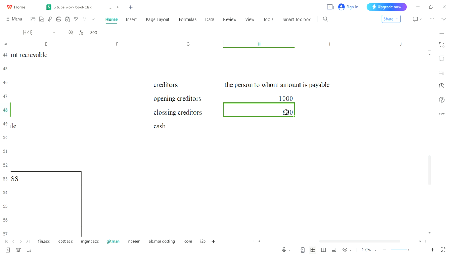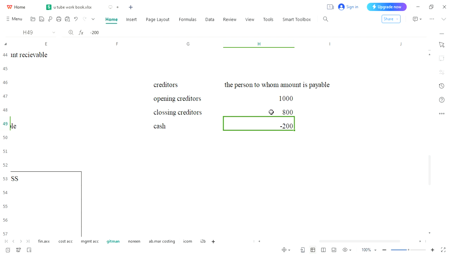What does that mean? Now listen again. Creditor means the person to whom amount is payable. So 1000 you were liable to pay, and you are still liable to pay 800. What does that mean? Cash has been paid. It means minus 200 would be considered. How? Because cash had gone outside. That is why your creditors have been decreased.